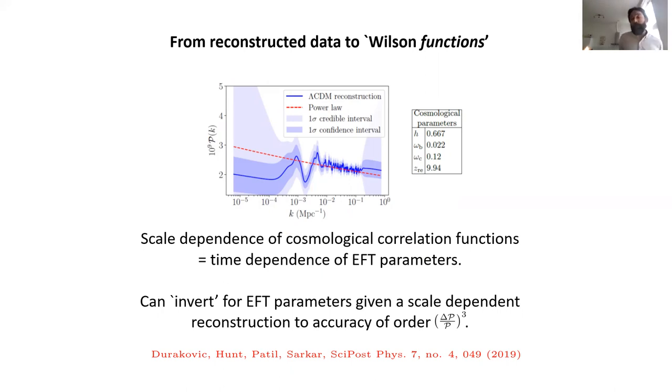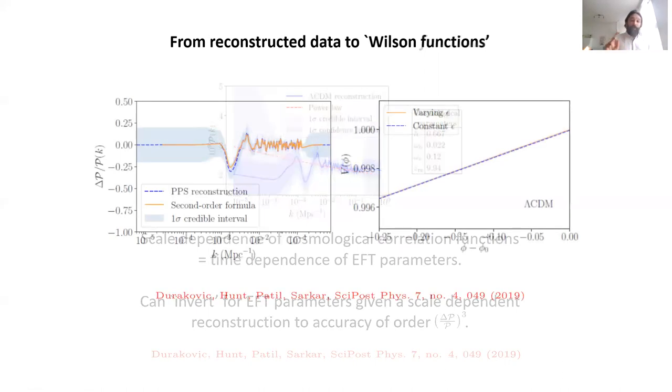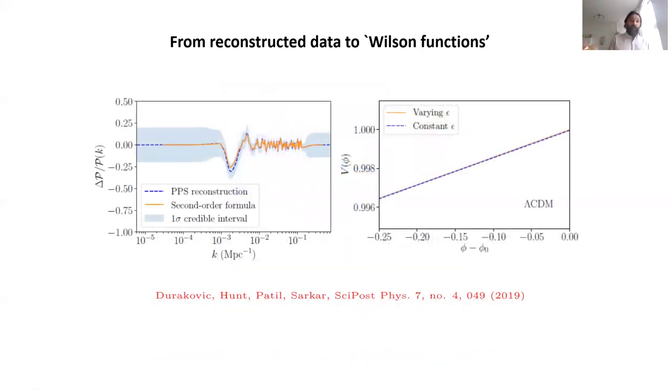I think a lot of people, Ayuka also play this game, which is trying to say there's features and here's a model that can give it. Here is a concrete dictionary that takes whatever scale dependence you see in your correlation function and gives you a Lagrangian. Okay, and it's in this paper. And the idea is, whenever you have a perturbation, it's linear response theory and then just inverting integral transforms.